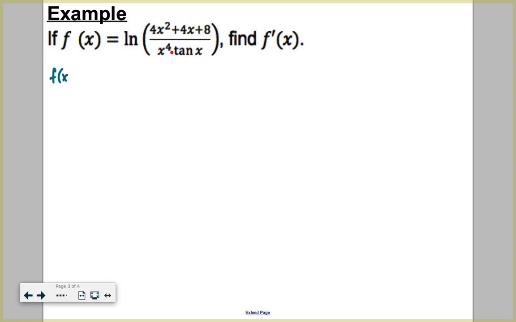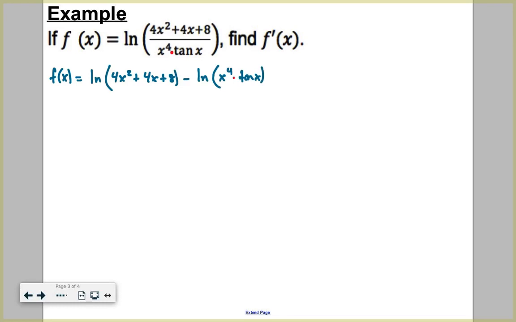So we know that f of x is going to equal the natural log of the numerator, which is 4x squared plus 4x plus 8, minus the natural log of the denominator, which is x to the fourth, times tangent of x, because remember there are two things being multiplied in the denominator here.